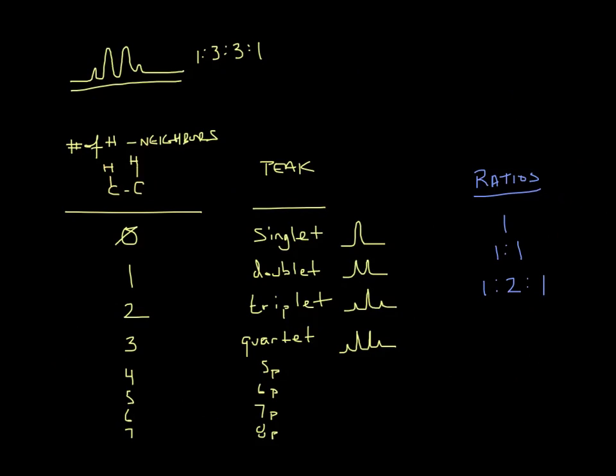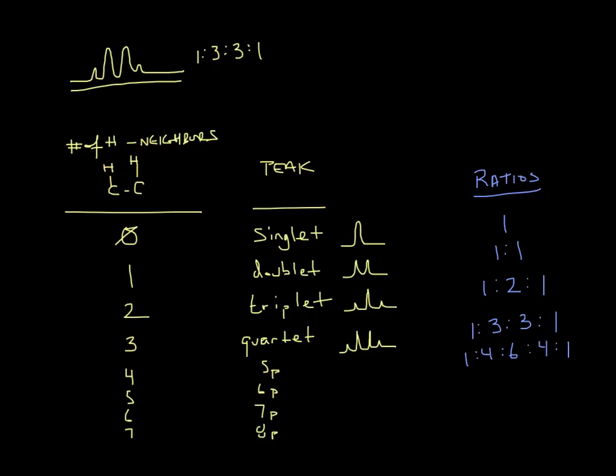And for a quartet, it ends up being 1 to 3 to 3 to 1. And you could go through and draw out all of those possible situations. There would be 8 possibilities statistically, and you would see that they end up 1 to 3 to 3 to 1. But we could keep going. For 5 peaks, it's 1 to 4 to 6 to 4 to 1, etc. If you remember your math, your algebra, this is actually Pascal's triangle, which is what tells us these ratios.